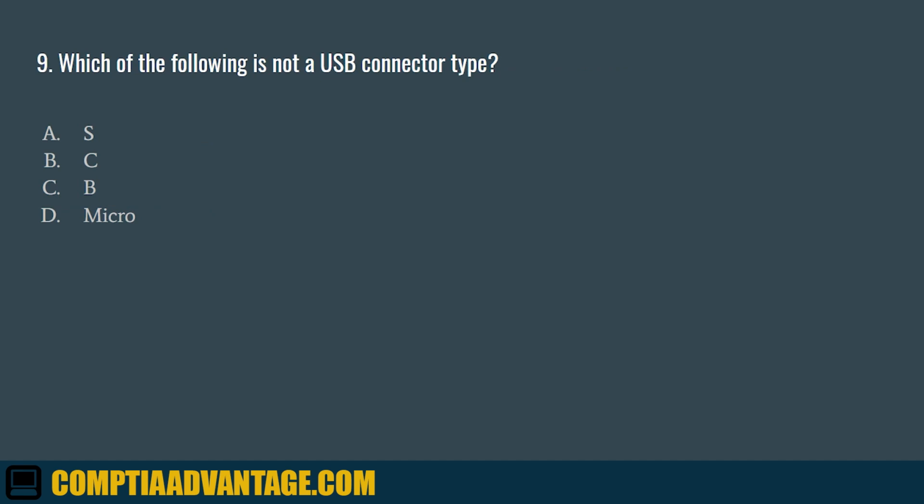Question 9. Which of the following is not a USB connector type? A. S, B. C, C. B, D. Micro. The correct answer is A. S.